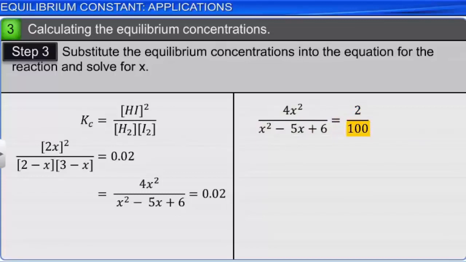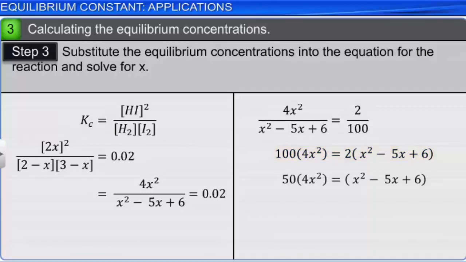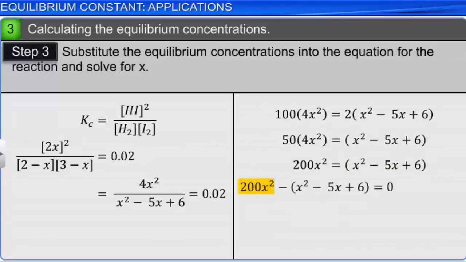On cross multiplying, we get 100 multiplied by 4x² is equal to 2 multiplied by (x² minus 5x plus 6). On cancelling 100 with 2, we get 50 multiplied by 4x² is equal to x² minus 5x plus 6. This becomes 200x² is equal to x² minus 5x plus 6. This equation can be written as 200x² minus (x² minus 5x plus 6) is equal to 0.